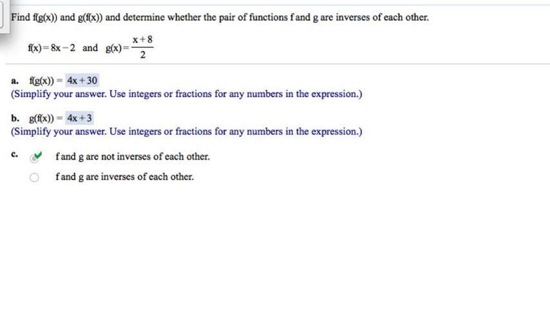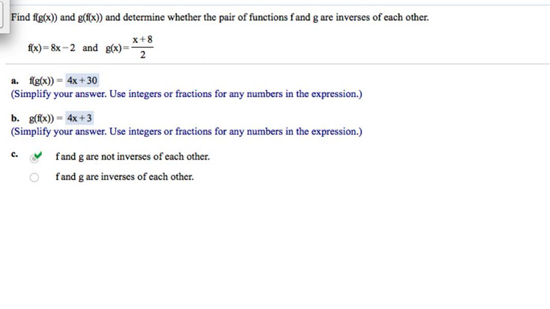All right, we're going to go over this first problem here. This is from section 1.8, and it's problem number 1. It says find f of g of x and g of f of x and determine whether the pair of functions f and g are inverses of each other.